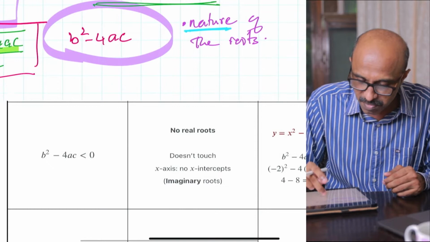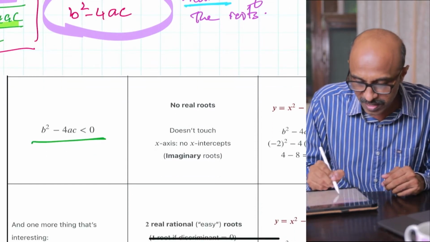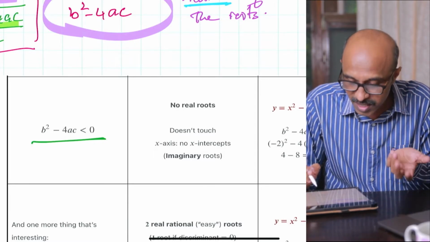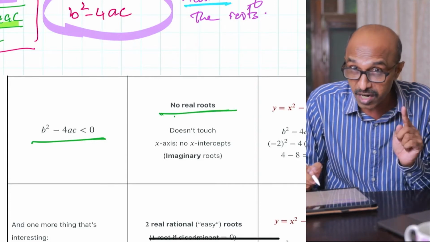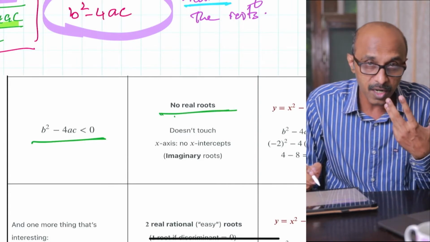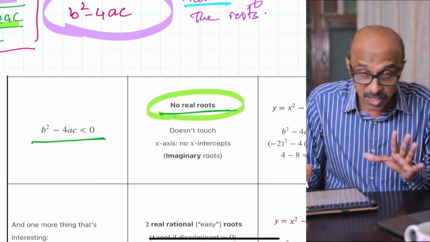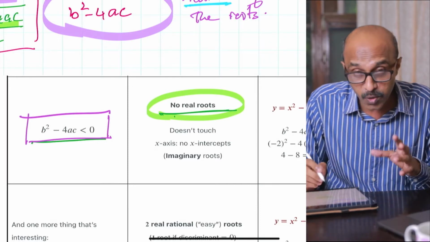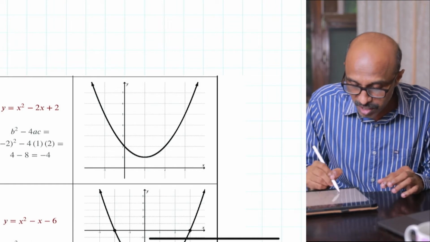Whenever b squared minus 4ac is negative, whenever you evaluate it and find a negative number, we say there are no real roots. It may be a complex or imaginary root, but we'll discuss that in another video. For now, b squared minus 4ac being negative means there are no real roots. Graphically, it means the parabola does not touch the x-axis.